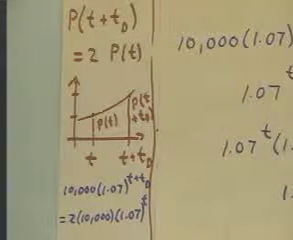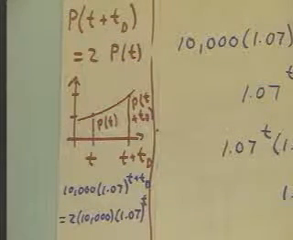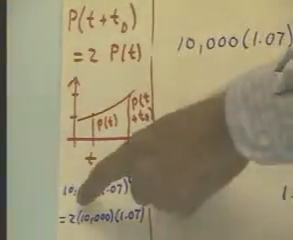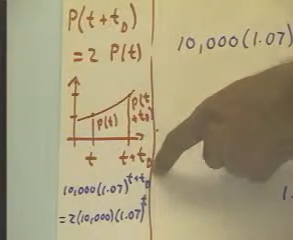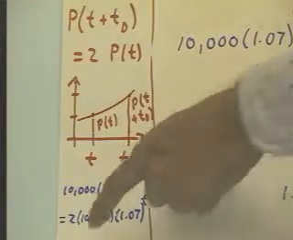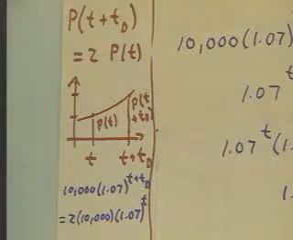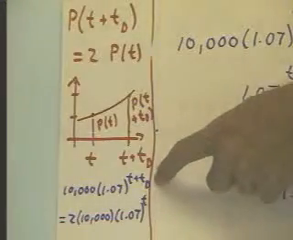Using the principal function that we have, 10,000 times 1.07 to the t, this equation could be written as 10,000 times 1.07 to the t plus t sub d equals 2 times 10,000 times 1.07 to the t. This is an equation that we can solve for t sub d.